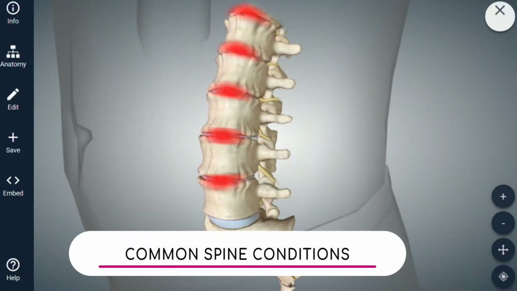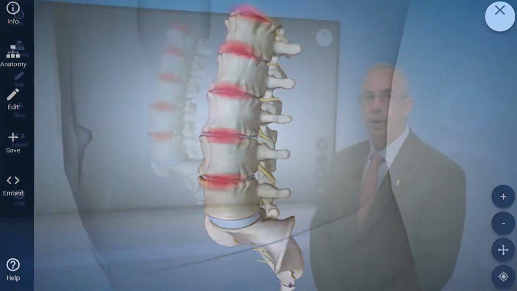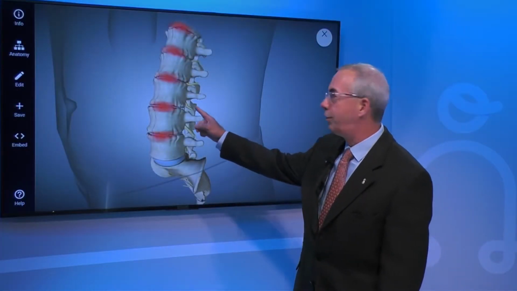Looking up this image for our viewers, there are a few conditions I'd like you to tell us about. For example, you can have degenerative disc disease, spinal stenosis, kyphosis. Can you walk us through those three and tell us what they are? Yes, absolutely. So the first picture here is of degenerative disc disease.